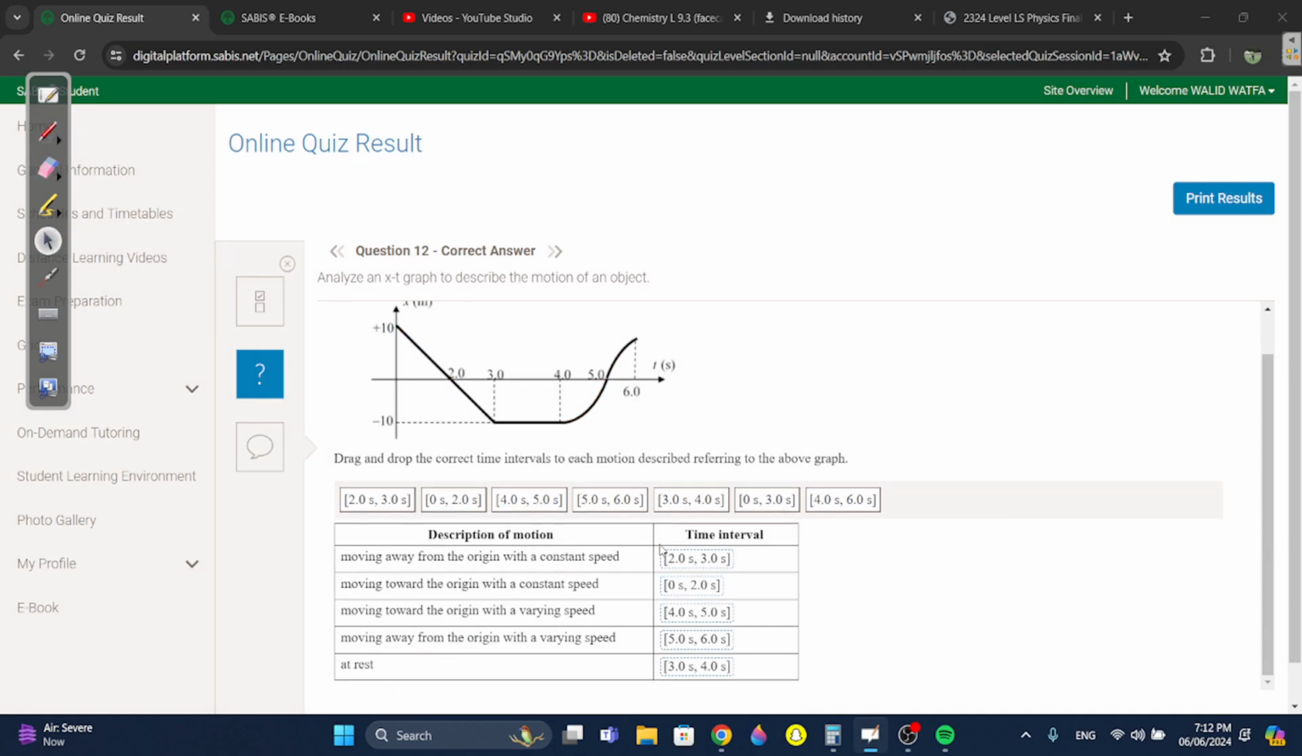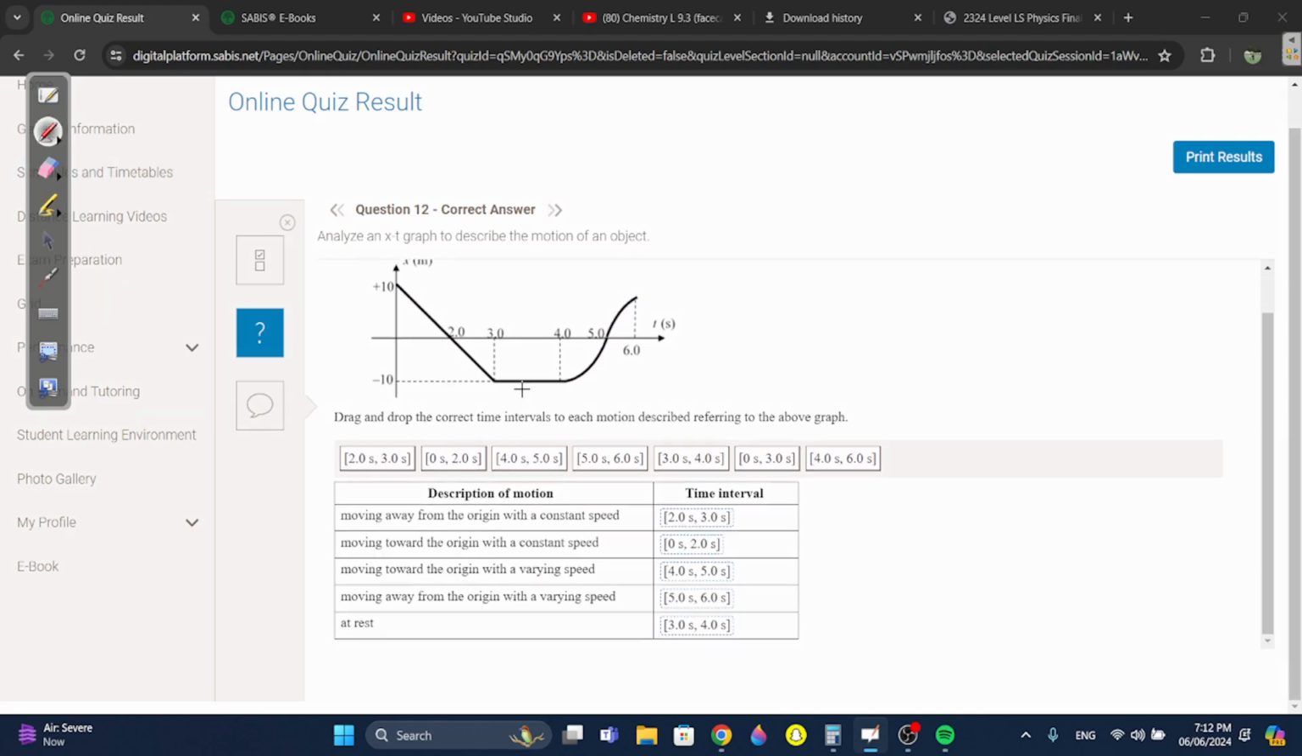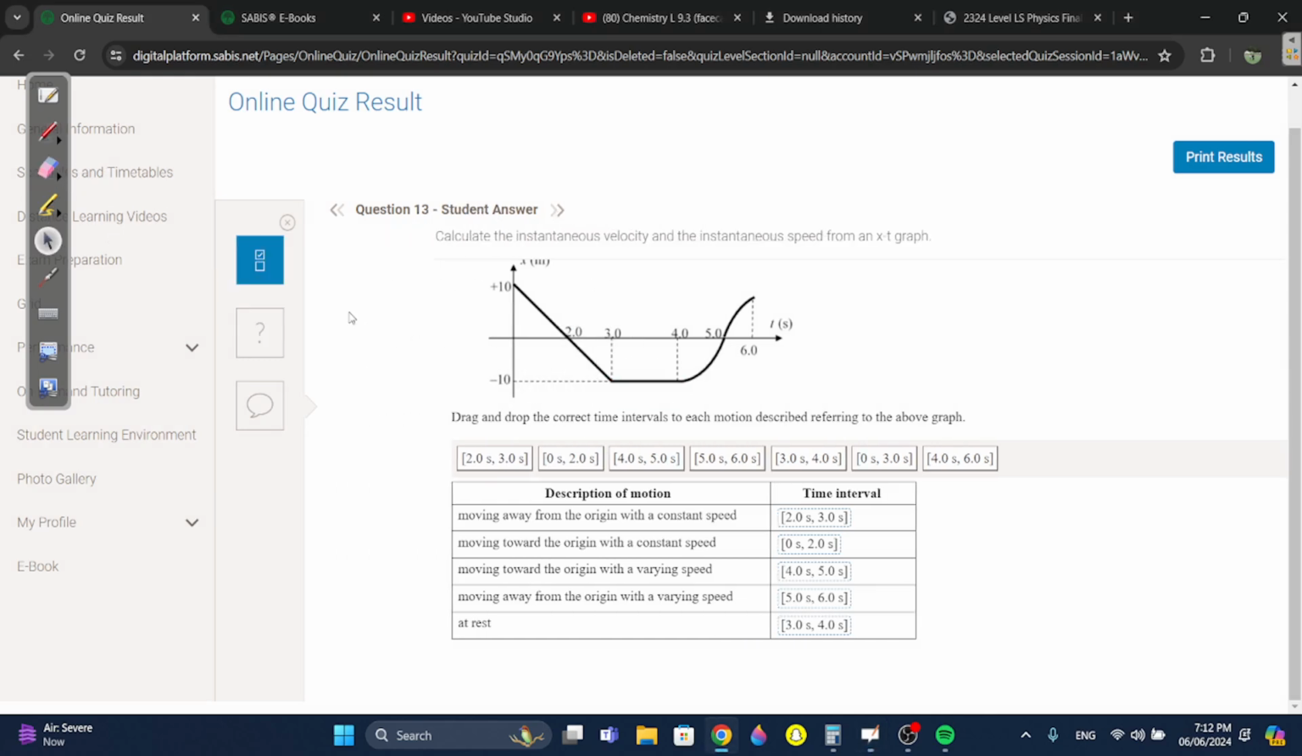Then I think there's more at the bottom. At rest, of course at rest would be when it's not moving, right? So if it's not moving, meaning the displacement is constant. So there's no movement, right? It stayed at the position of negative 10 since it's not moving, it's at rest.